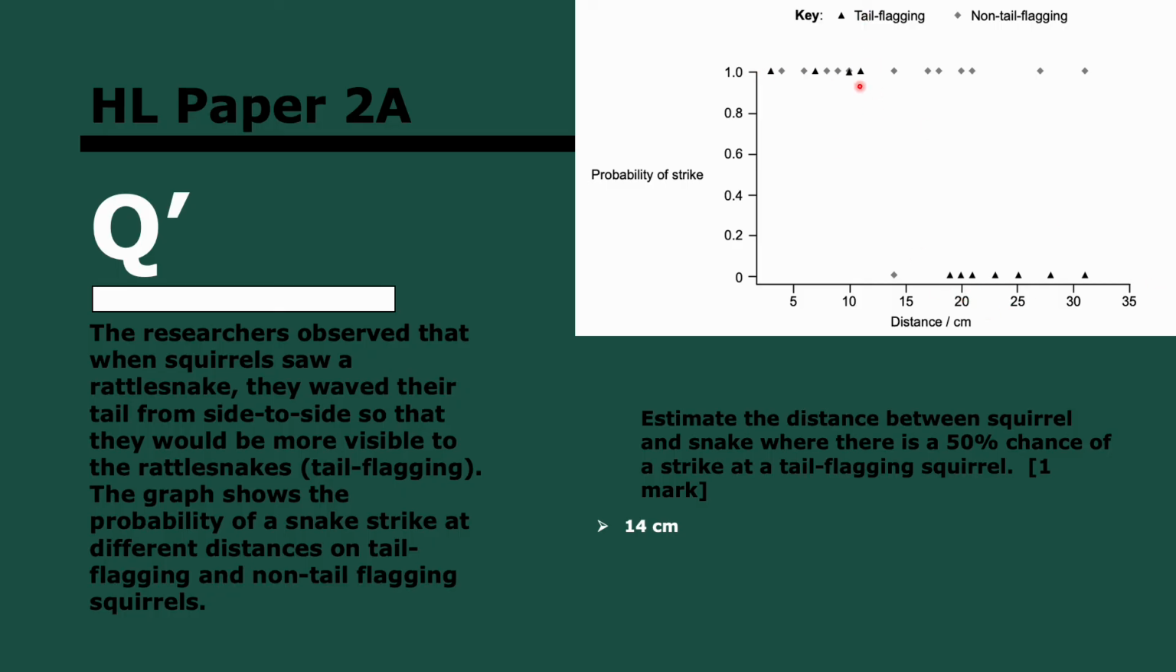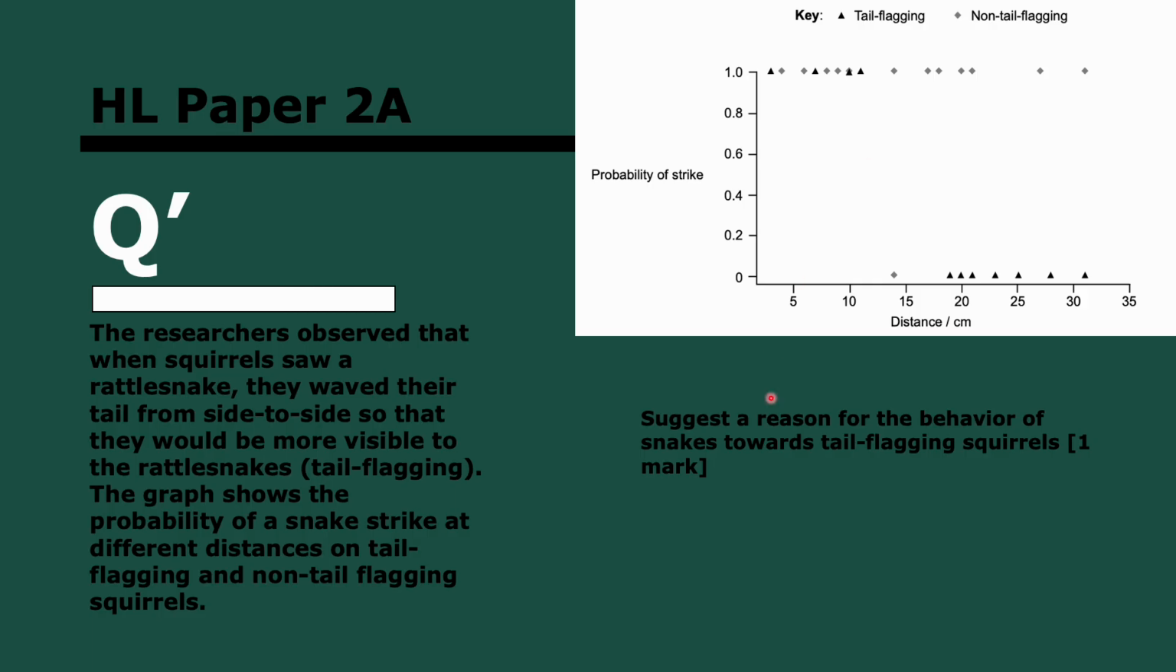So if you draw a line between here and here, and then on that line, you find the point at which you have a 0.5 probability. So it'll be around here. That's about 14 centimeters. 15, 13, 16, probably fine. But as long as you show your working and give a somewhat reasonable value, you should be good.